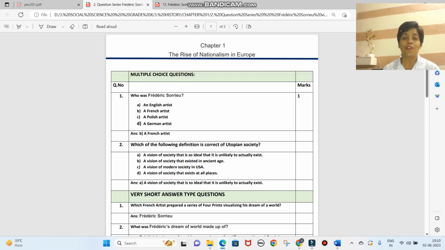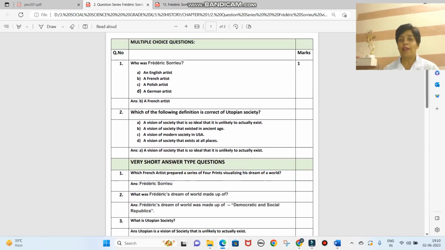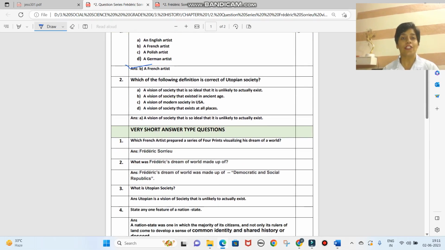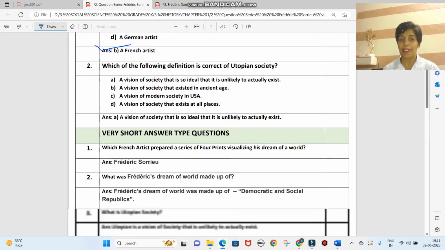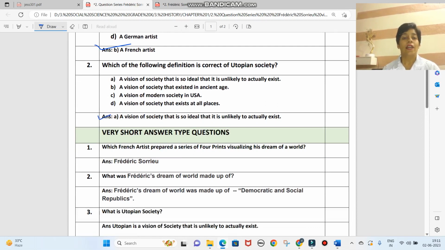Let's quickly go through a series of questions based on this small topic we have covered from chapter number 1. A few MCQs. Who was Frederic Sorrieu? He was a French artist. Which of the following definitions is correct for utopian society? The answer is A: a vision of a society that is so perfect and ideal that it is unlikely to exist.